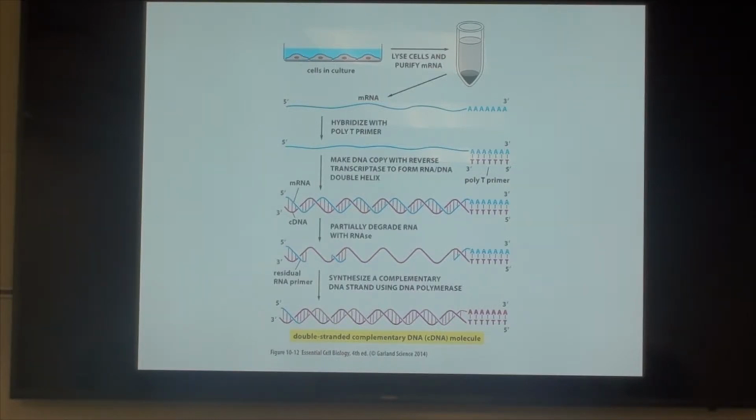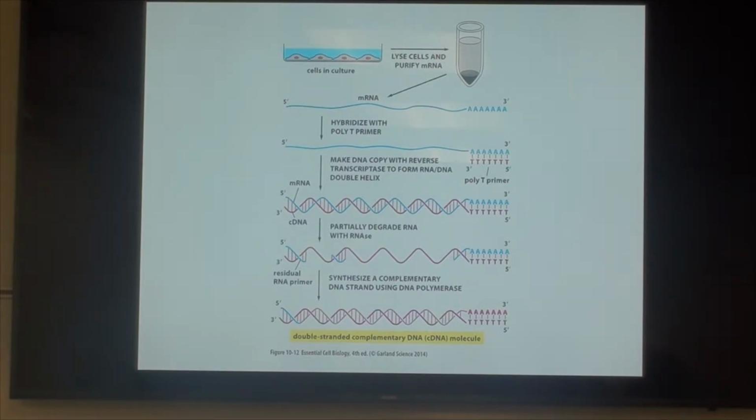Now we've got a DNA copy, but what we really want is a double-strand DNA copy, so we can use a special RNase, which is a nuclease that degrades RNA only, and degrade that RNA, and then we'll just copy that DNA strand. Now we've got a double strand of DNA, and that's a cDNA. It's complementary DNA because it's made from the RNA. It's that complementary sequence, and then we've made it into a double strand. So now we have a DNA that represents each RNA.